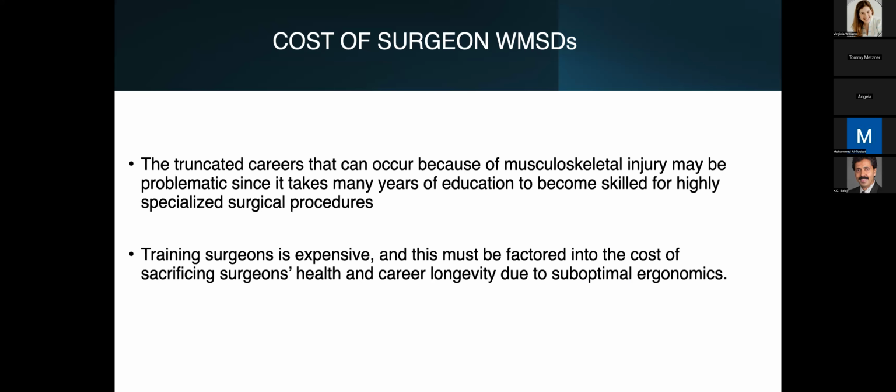So the cost of this on the surgeon itself: I read that the truncated careers that can occur because of musculoskeletal injury may be problematic, since it takes many years of education to become skilled in a highly specialized surgical procedure. Training surgeons is expensive, and this must be factored into the cost of sacrificing surgeons' health and career longevity due to suboptimal ergonomics.